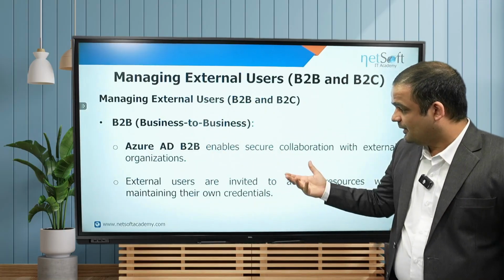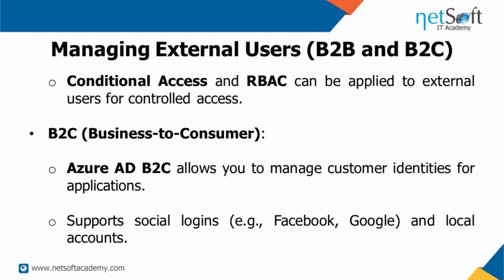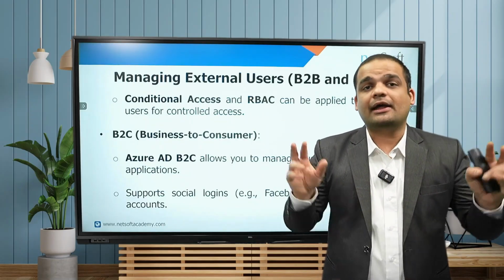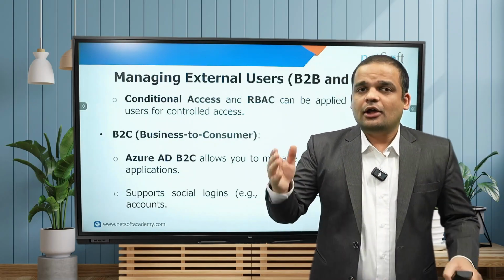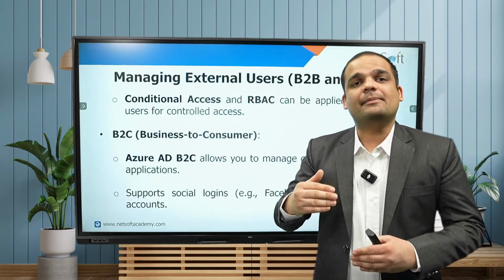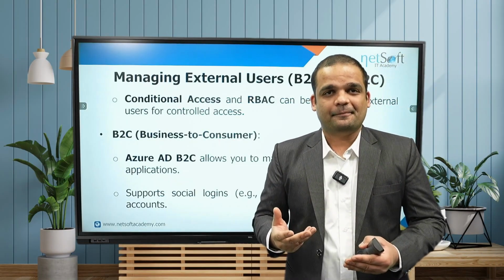You can also apply conditional access and RBAC to that external identity to control even their access over your resources. So even though their UPN is coming from a different tenant, once they are part of your cloud infrastructure as an external user, your security layer can still be applied on top of it.